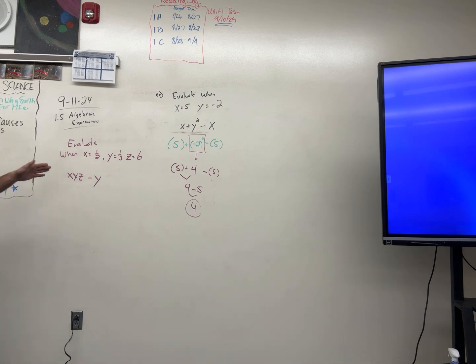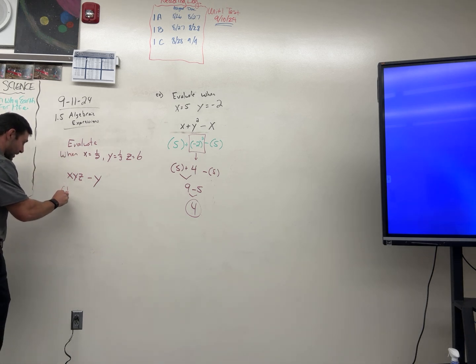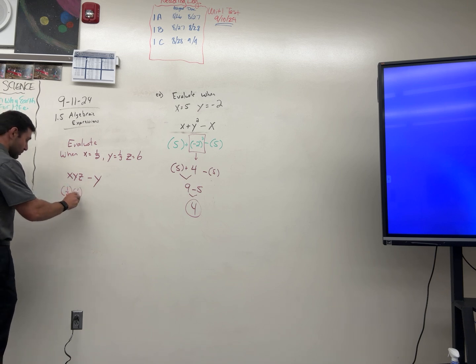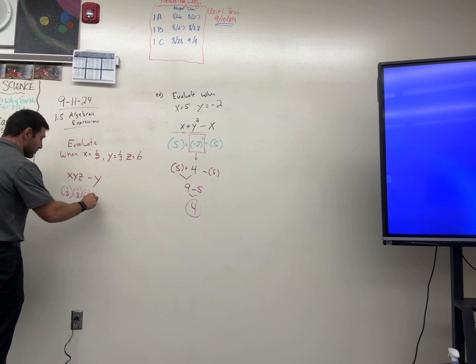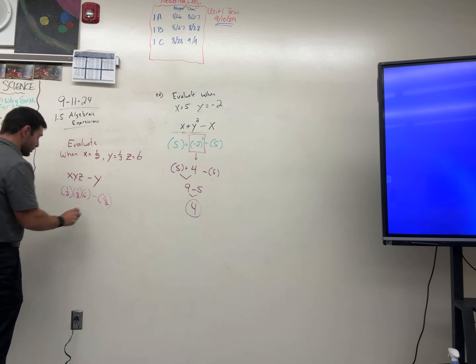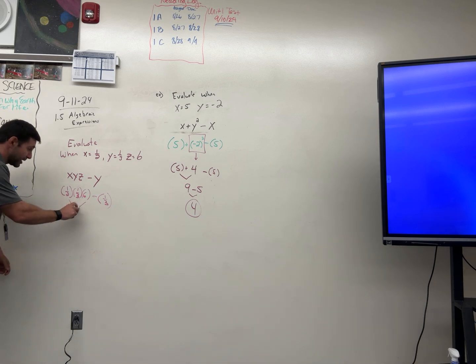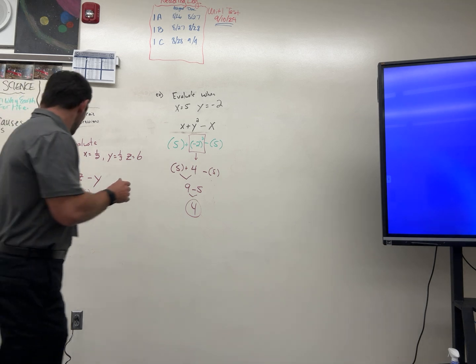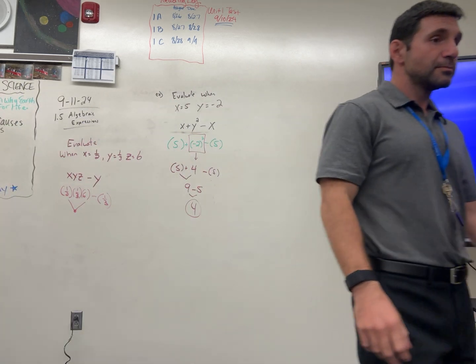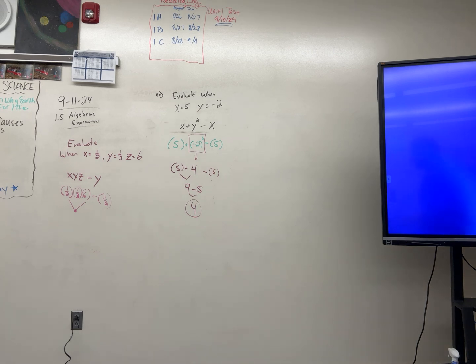Okay, so here we go. X is 1/2, parenthesis, 1/2, parenthesis, 1/3, parenthesis, 6 minus parenthesis 1/3. What does it mean, X, Y, Z? What are we doing? What mathematical operation is X, Y, Z when they're right next to each other like that? Multiply. So everybody get your calculators. Your calculators are your best friends. Do 1 divided by 2. Multiply by 1 divided by 3. Multiplied by 6.